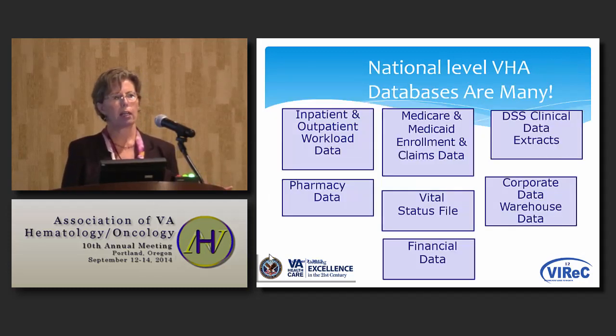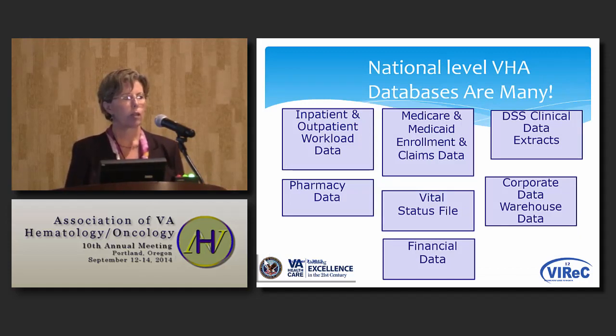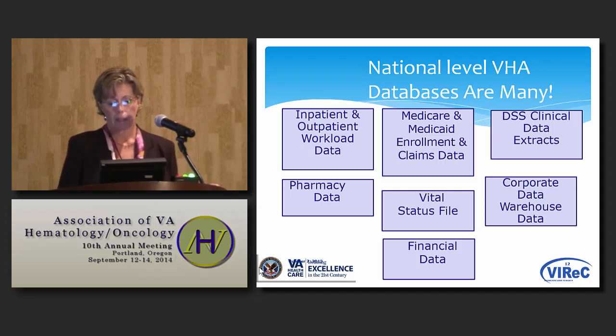National level VHA data is what I will focus on. I will not talk about electronic health record data or some of the local databases, but there are many of those as well. National level VHA data include inpatient and outpatient workload data, Medicare and Medicaid enrollment data as well, DSS, decision support, clinical extract data, I'll talk a little bit about that, some pharmacy data, vital status or whether someone has died, their current status, financial data, and I will not be talking about the corporate data warehouse since Scott and Charlie did a great job on that.